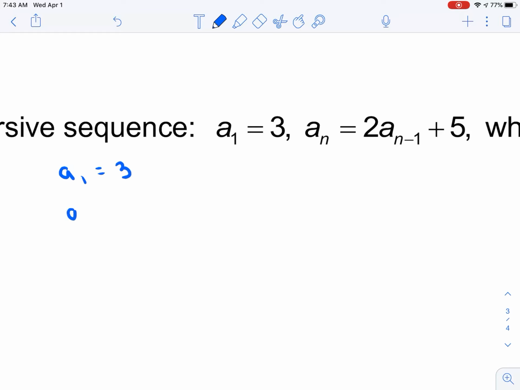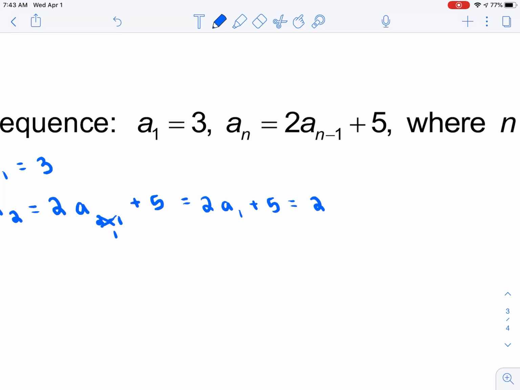If you want to find the second term, subbing in a 2 for n, notice that I get 2 times a, and then when I fill in a 2 for the n value, 2 minus 1 plus 5, which means that in order to find the second term, I need to take the first term, multiply it by 2, and then add 5. So if I take that first term of 3, multiply it by 2, and add 5, I get 6 plus 5 or 11.